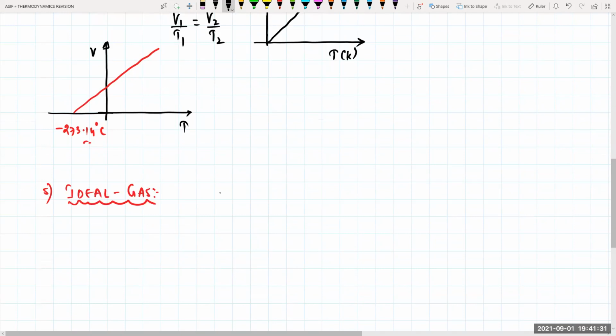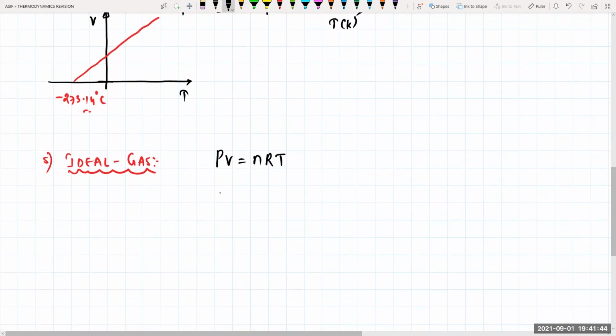About your ideal gas. So what is the ideal gas equation, beta? PV will be equal to nRT. What is n here? Small n is nothing but the number of moles. So I'm writing this in different forms, beta.